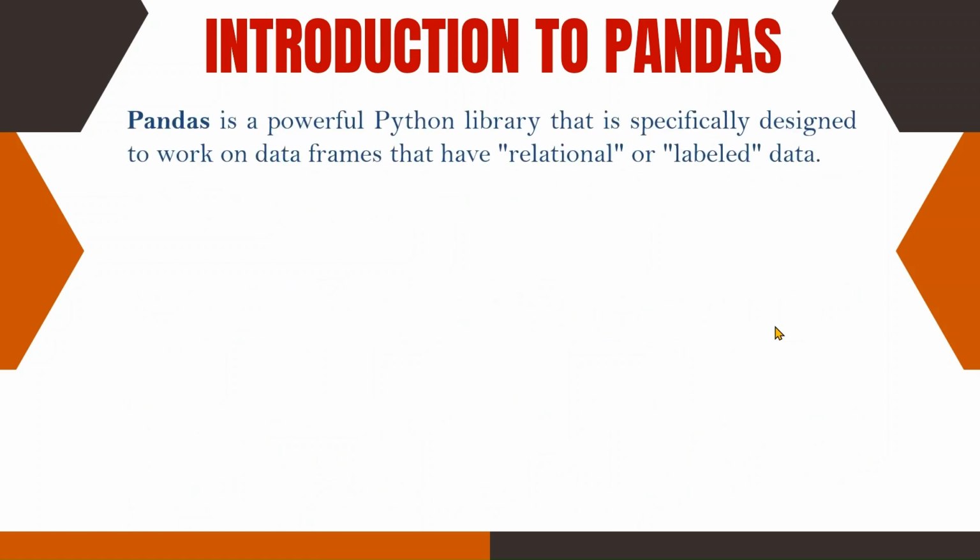Now, Pandas is a powerful Python library that is specifically designed to work on data frames that have relational or labeled data. Labeled data implies every column will hold some heading; the column heading is what we call labeled data. And we have relational data where one table with some data can be related to another, where we say foreign key, primary key concept when you go with a purely database. And here one data frame can also be connected to another data frame.